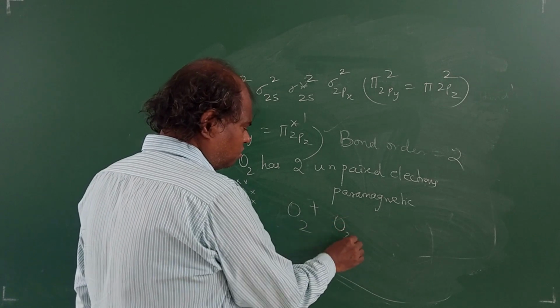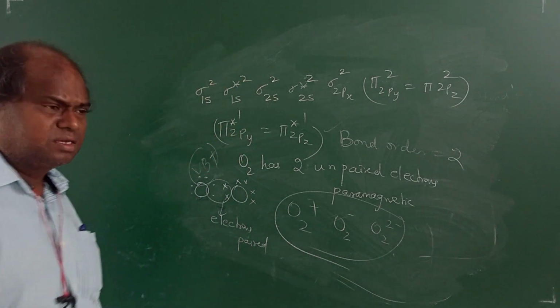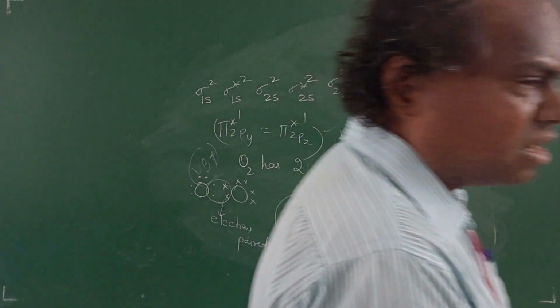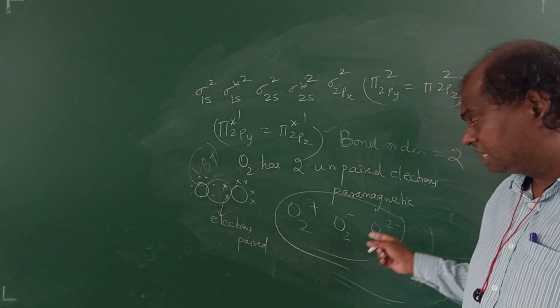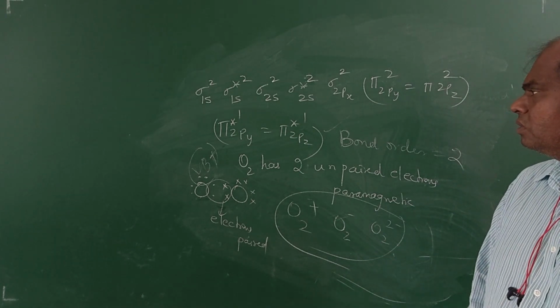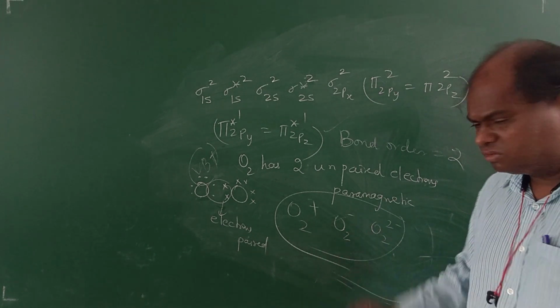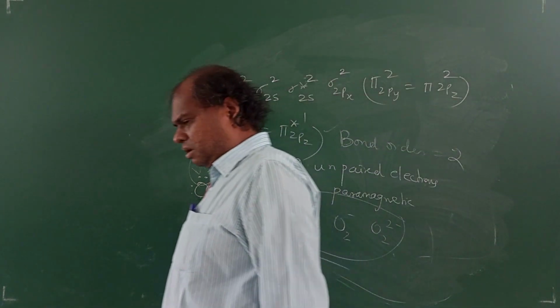And one more thing, students, they ask frequently in the exam, a very, very famous question. O2 plus, O2 minus, O2 2 minus. Every exam, they'll ask this question. What are their bond orders? You can find out easily, not a difficult one. Check whether they are diamagnetic or paramagnetic, right? Very, very important question. So just note it down. I hope you have noted it down.